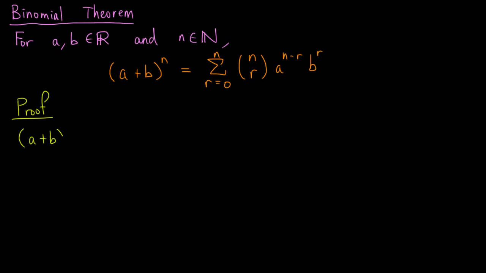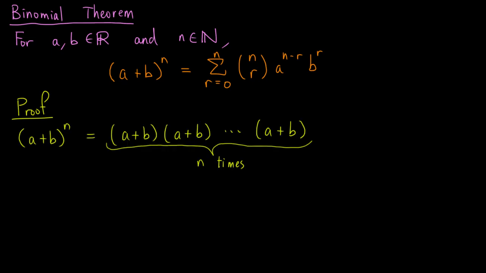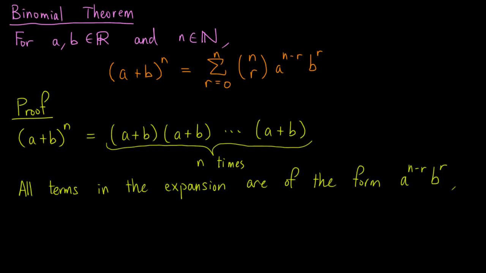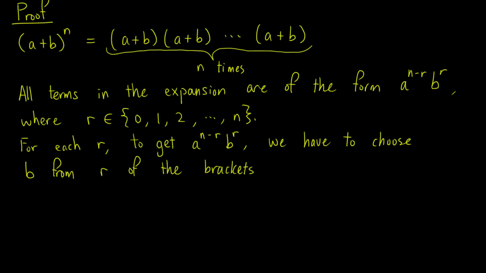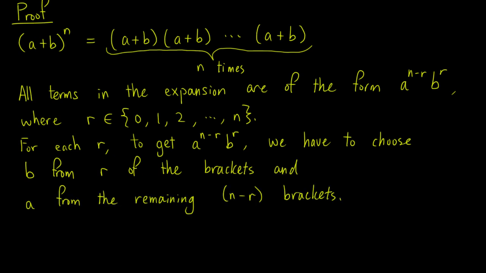We first write (a+b)^n as (a+b) times (a+b), and so on, repeating for n times. We observe that all the terms in the expansion are of the form a^(n-r) times b^r, where r is a value in 0, 1, 2 up to n. For each r, in order to get the expression a^(n-r) times b^r, we have to choose b from r of the brackets and a from the remaining n-r brackets.